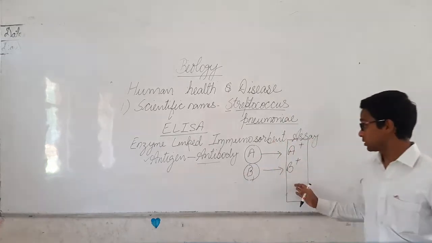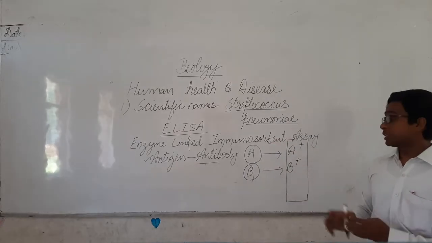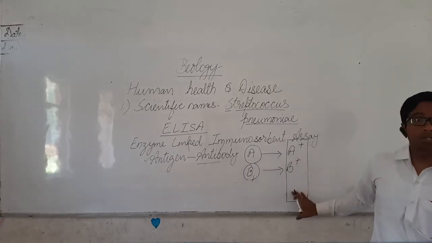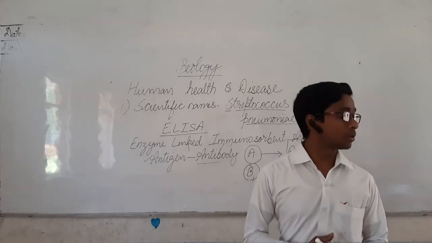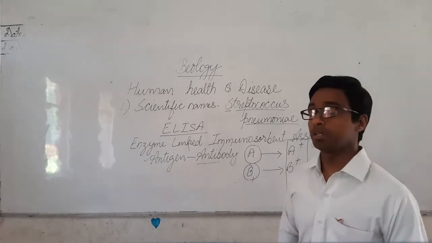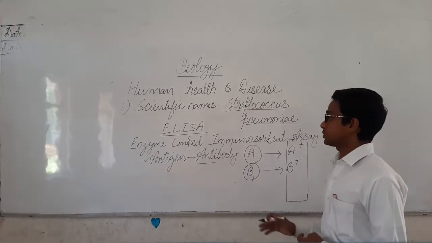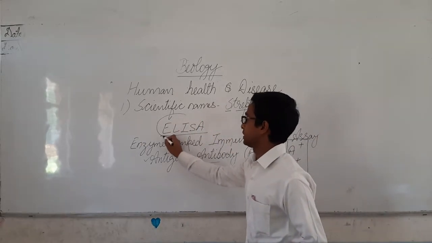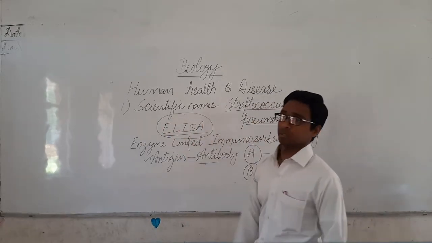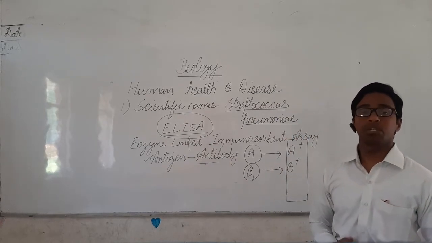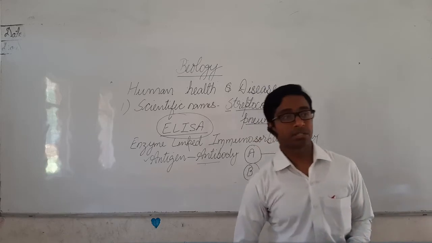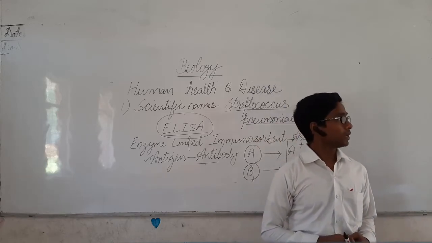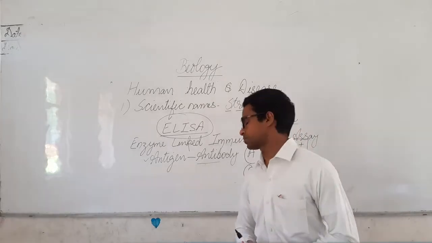So by this test, if 10 different types of antibodies are present in our body, it means 10 different types of antigens have entered our body. So through this test, we can detect many diseases. It is most commonly used in AIDS detection, in cancer detection, and various other diseases.